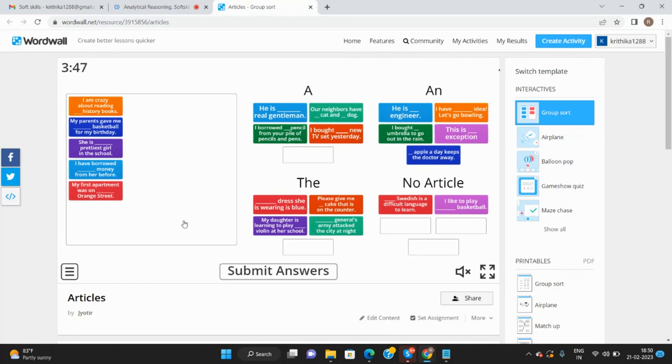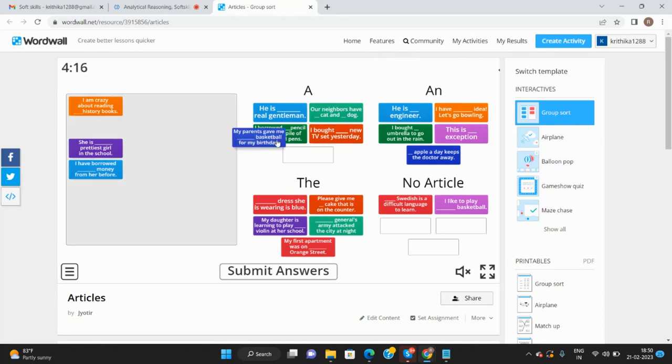Orange Street is a particular, specific street, so it should be the. Okay, we have two questions that we are in doubt about. My parents gave me dash basketball for my birthday. A basketball. Super.